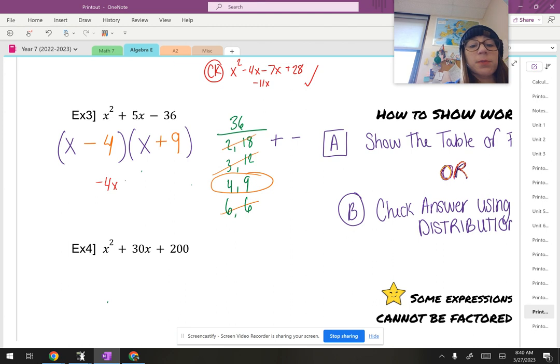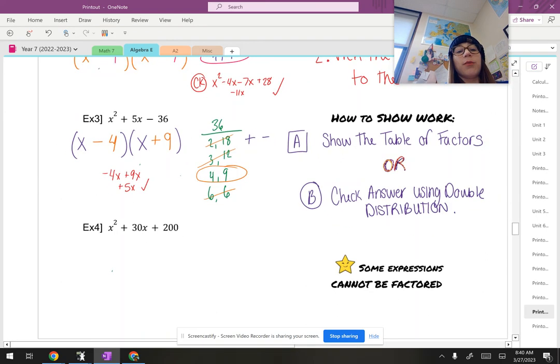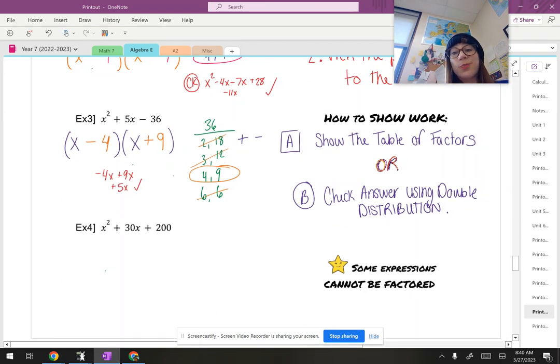And again, just a quick double check on that. Negative 4x plus 9x does give me a positive 5x. It never hurts to double check because that would be a silly thing to lose a point on, because you mess your signs up.